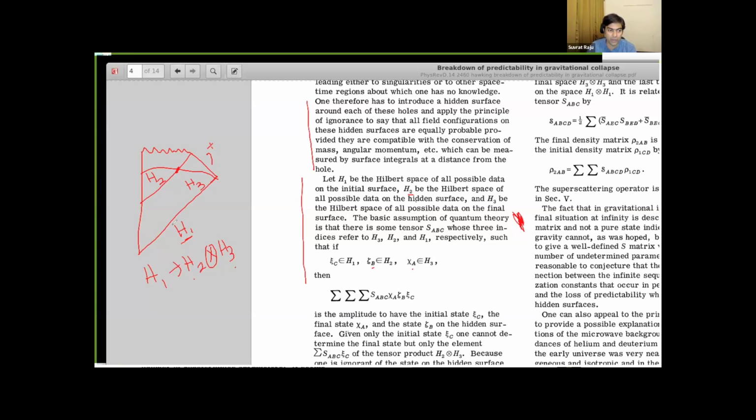And obviously, if you take a state that's defined on H2 times H3, and you trace over H2, this is the principle of ignorance, you will get a mixed state in H3. Is it clear? Even if you start with a pure state in H2 times H3, if you trace over H2, you will get a mixed state in H3. And the key part is this part, so pay attention to this. He wants to say that the only data you have in H3 is the total mass, charge, and angular momentum of what is inside H2, and all other field configurations are equally probable.